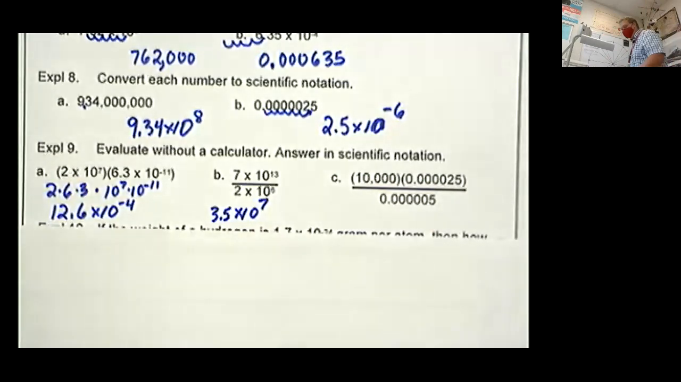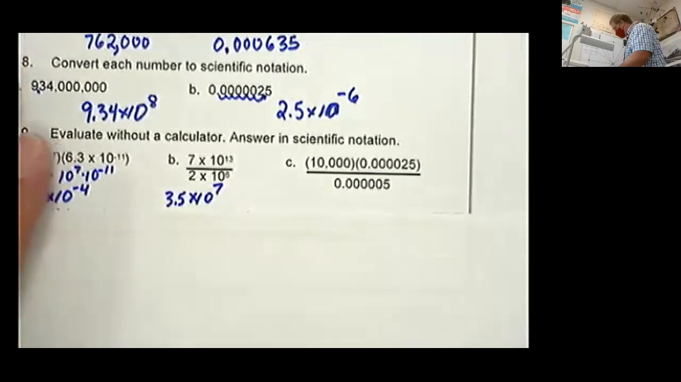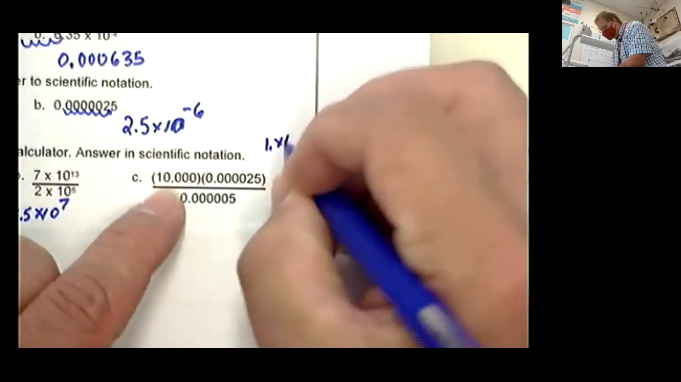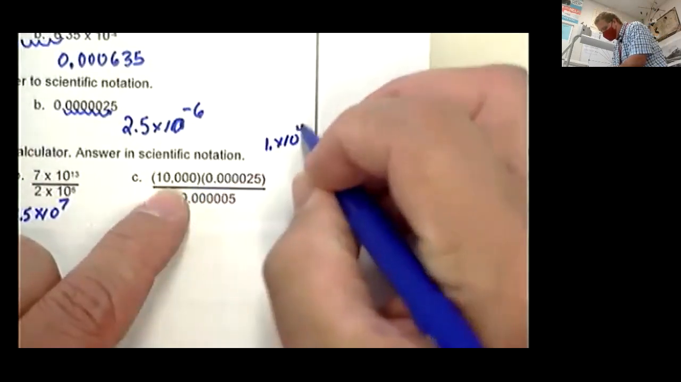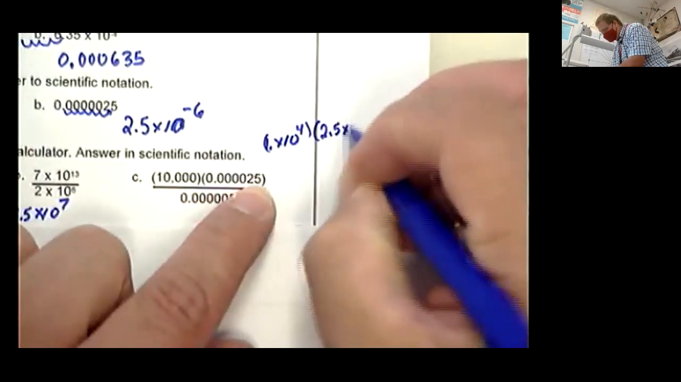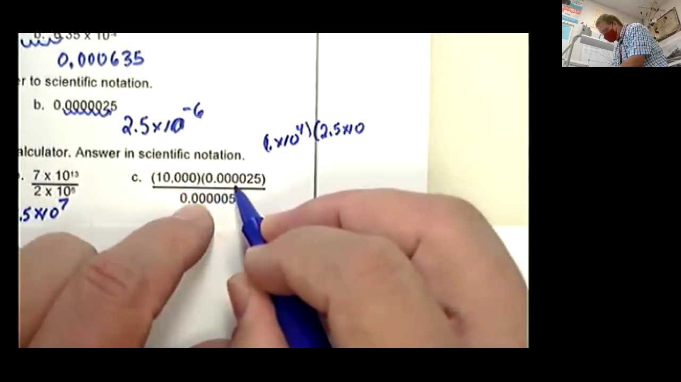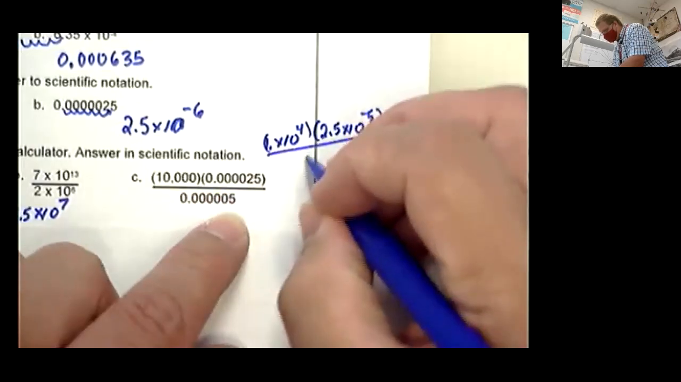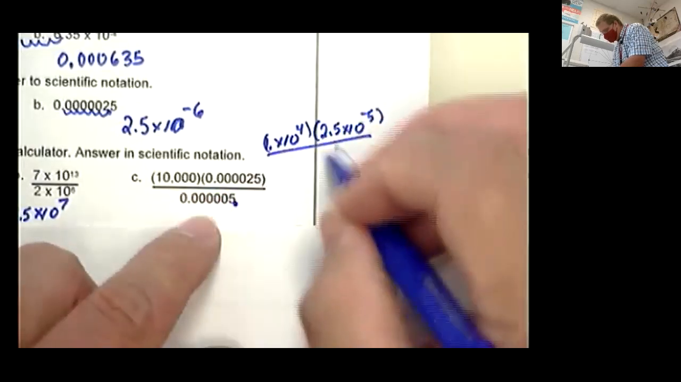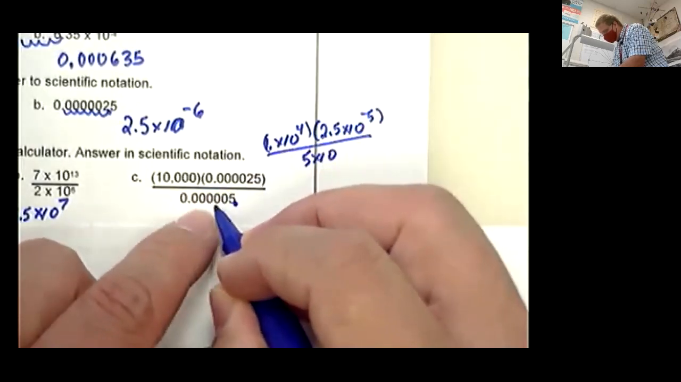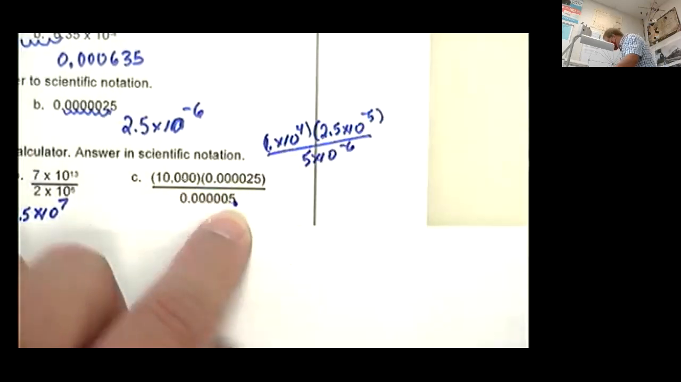Letter C. How are we going to do this? Well, the first thing we want to do is change this into scientific notation. How can we do that? Well, this is going to be 1 times 10. There's 1, 2, 3, 4 times. This is going to be 2.5 times 10. That's 1, 2, 3, 4 to the negative 5th. All over 5. Decimal goes at the end. Times 10 to 1, 2, 3, 4, 5. It's negative 6. Let me double check that.